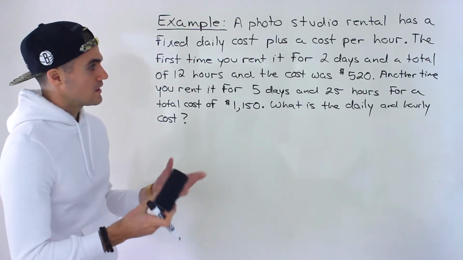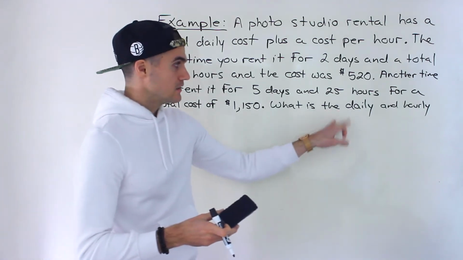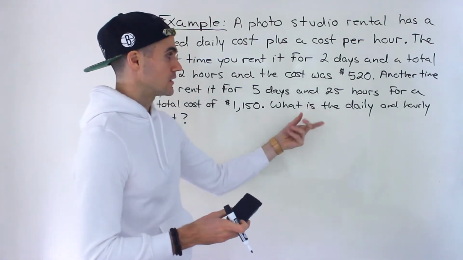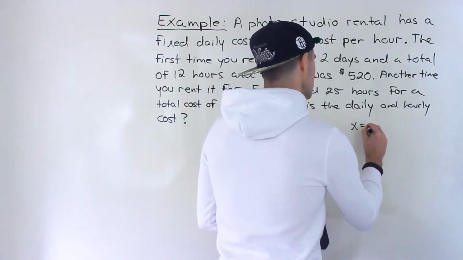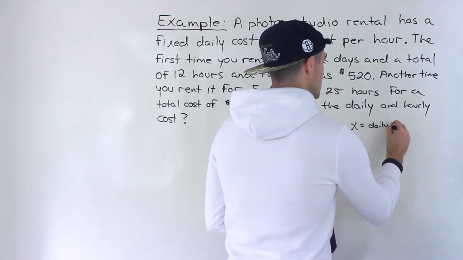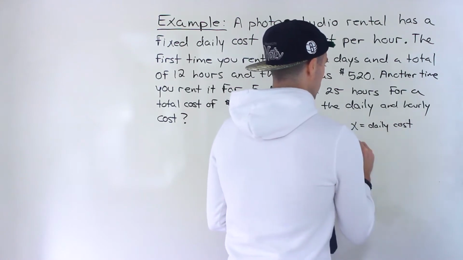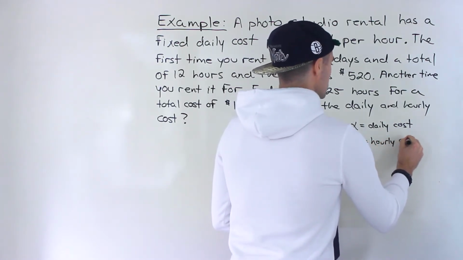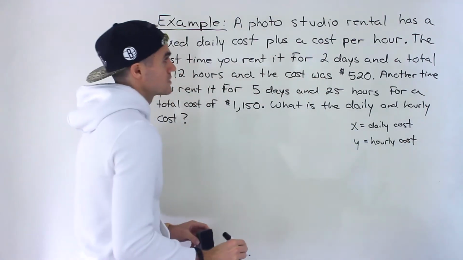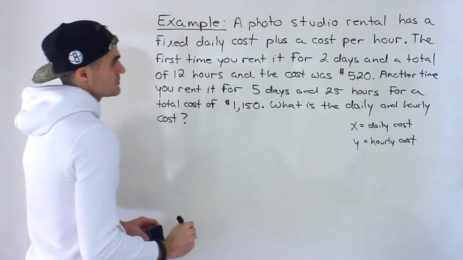Okay, so when you rent it out, you're paying a daily cost and then an hourly cost. So that's what I'm going to let the variables be. I'm going to let x equal the daily cost, and then I'm going to let y equal the hourly cost. And then once we have those two variables, we can create some equations.